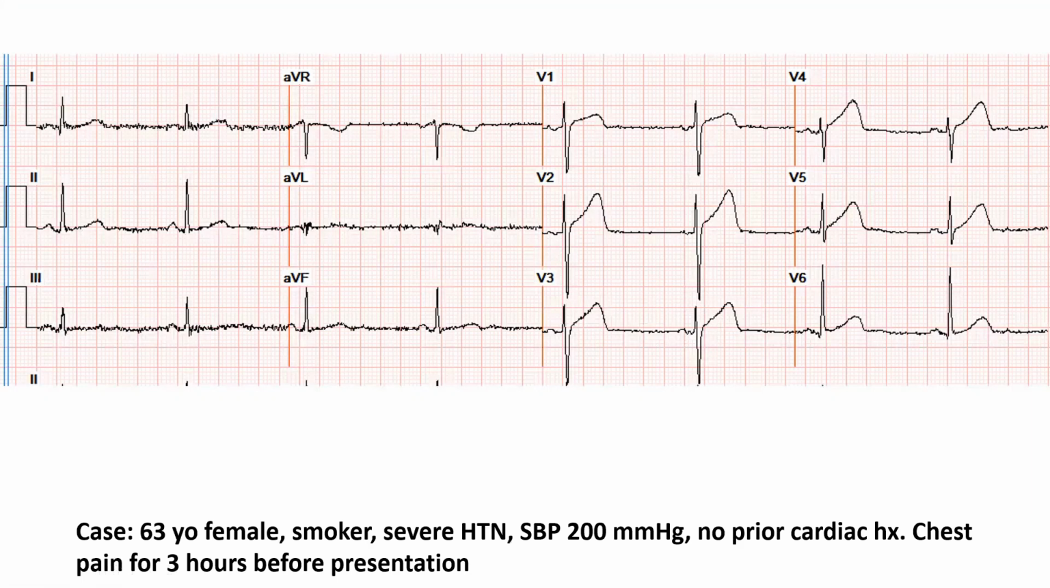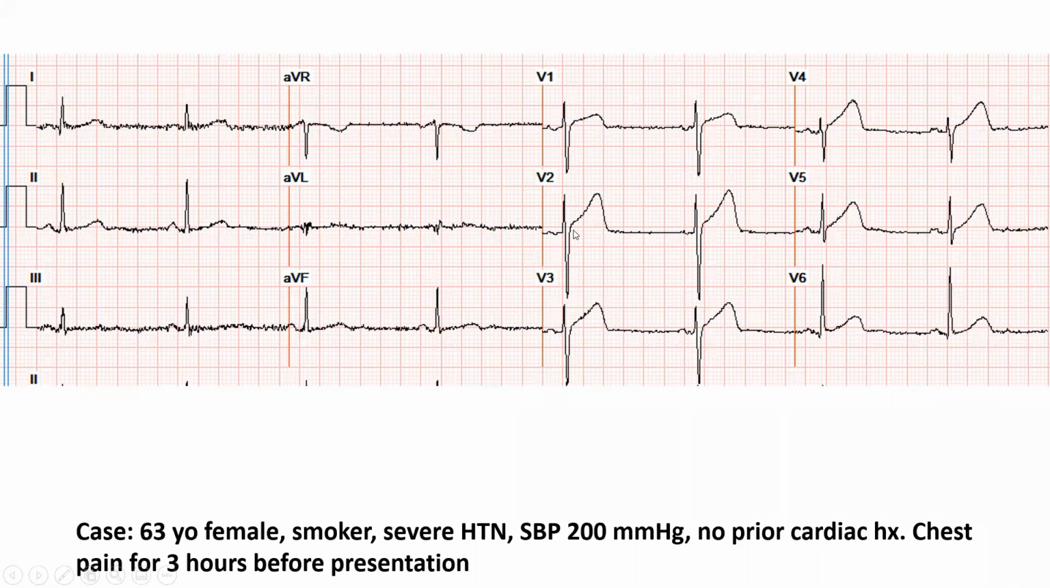So this is a 63-year-old woman. She's a smoker. She has severe hypertension and no prior cardiac history. She's presenting with severe hypertension, systolic blood pressure of 200, and chest pain for 3 hours prior to presentation. And this is her EKG. Is this a STEMI? When I look at that EKG, if that was a 23-year-old man, I would have been less concerned. I would have thought maybe this is early repolarization. But early repolarization is very uncommon in a 63-year-old woman.